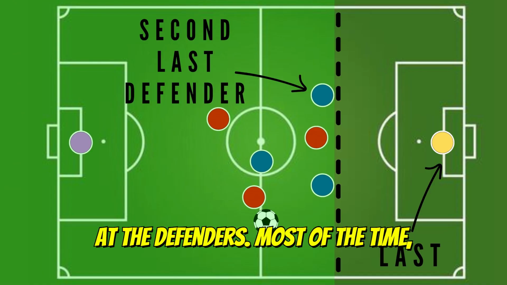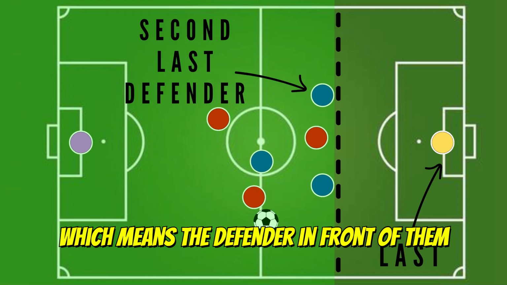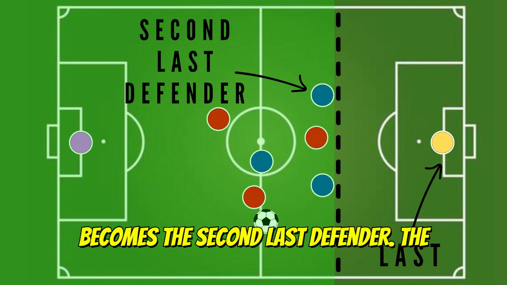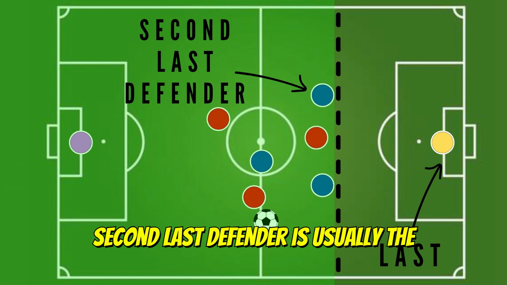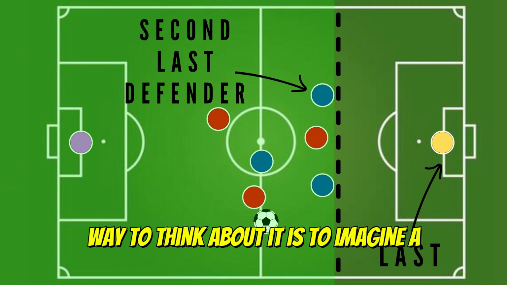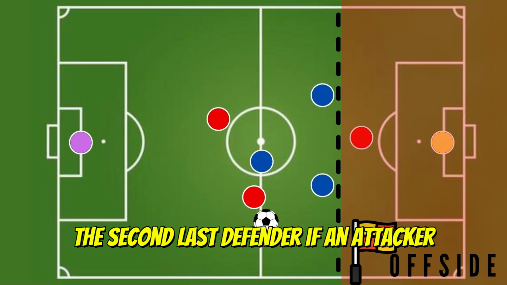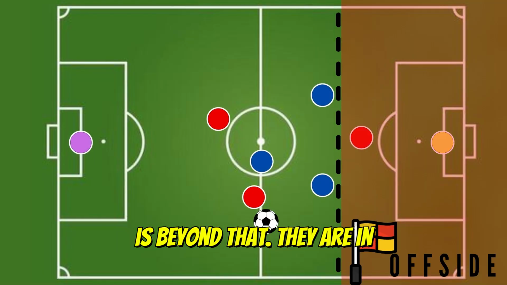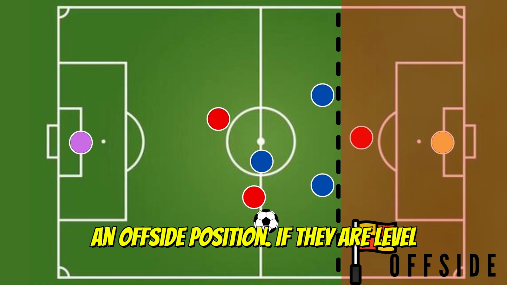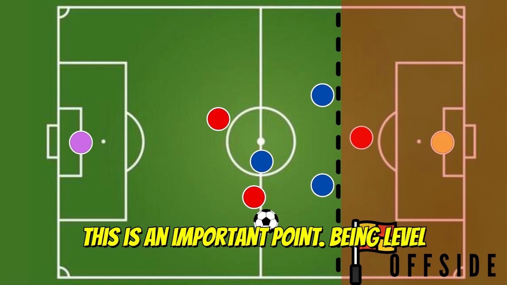Let's look at the defenders. Most of the time, the goalkeeper is the last defender, which means the defender in front of them becomes the second last defender. The second last defender is usually the player we use to judge offside. An easy way to think about it is to imagine a line across the field at the position of the second last defender. If an attacker is beyond that line, they are in an offside position. If they are level with the defender, they are onside. This is an important point. Being level is not offside.